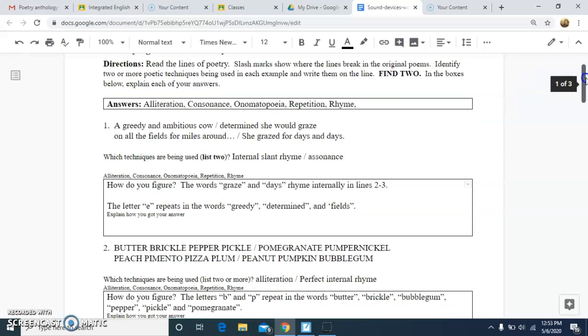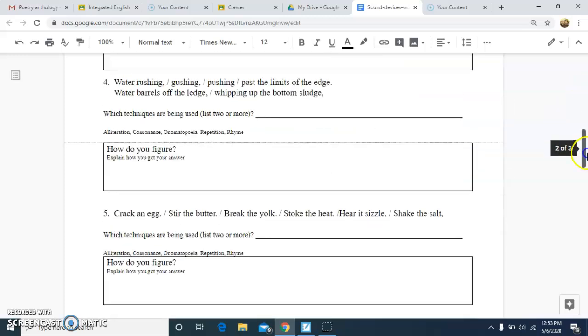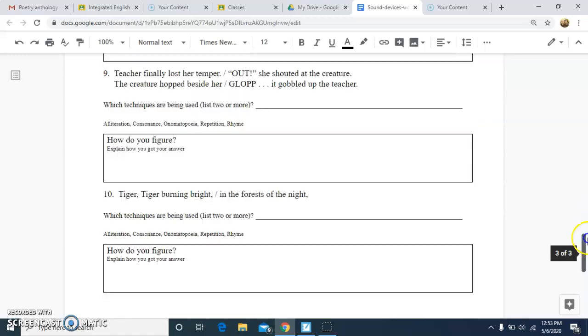As you go through here, you'll see I've given you another example for number 2: butter, brickle, pepper, pickle, pumper, granite, pumpernickel, peach, pimento, pizza, plum, peanut, pumpkin, bubble gum. Obviously, one of the examples is alliteration. So you'll see how that is phrased here. And then we also have what's called perfect internal rhyme. And we've explained how to do that here with what words are rhyming where. As you go through the rest of these, you're working all the way through to number 10.